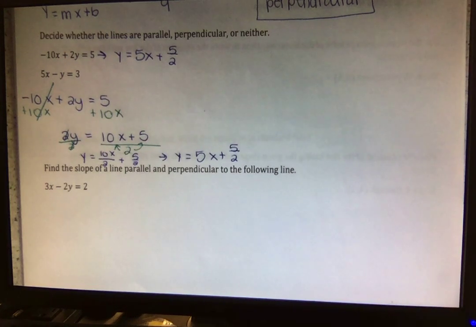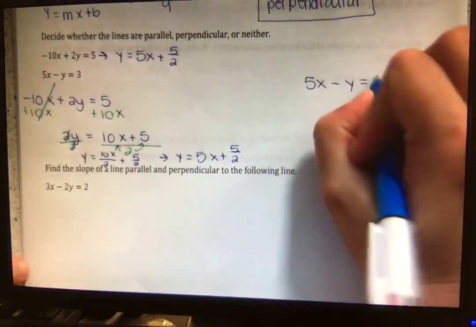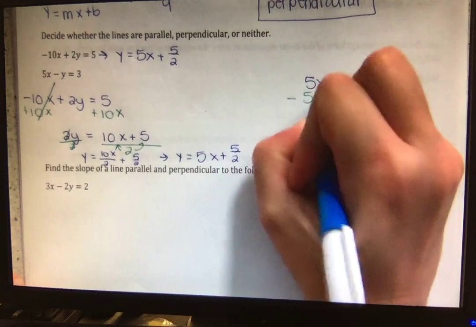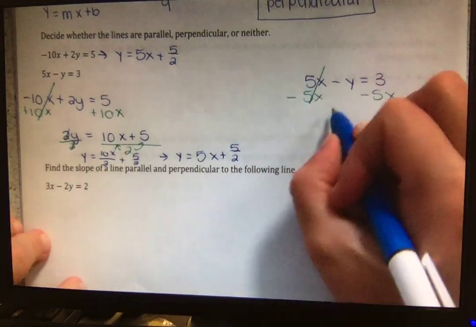Same thing for the next one. 5x minus y equals 3. Again, we have to put this one in slope-intercept form. We have to get y by itself. So what should I do first? Subtract 5x from both sides. So that way 5x minus 5x goes to 0. They cancel each other out.